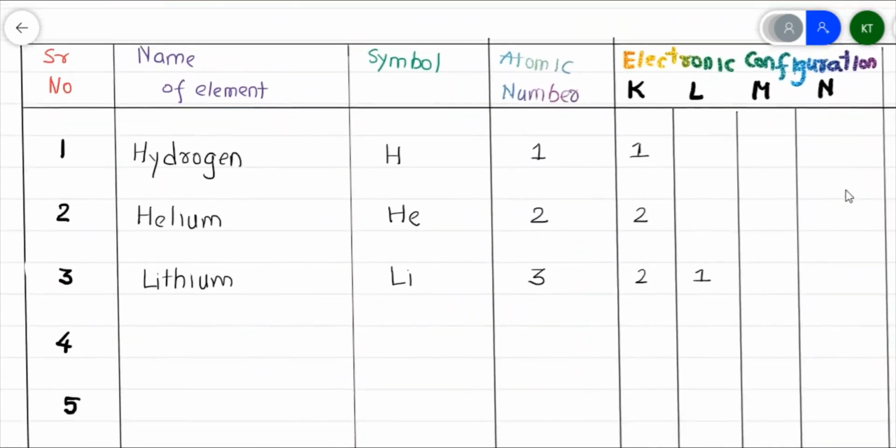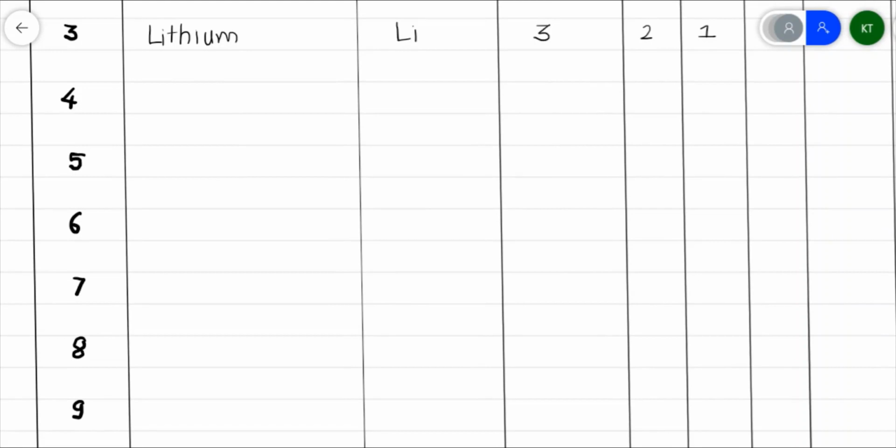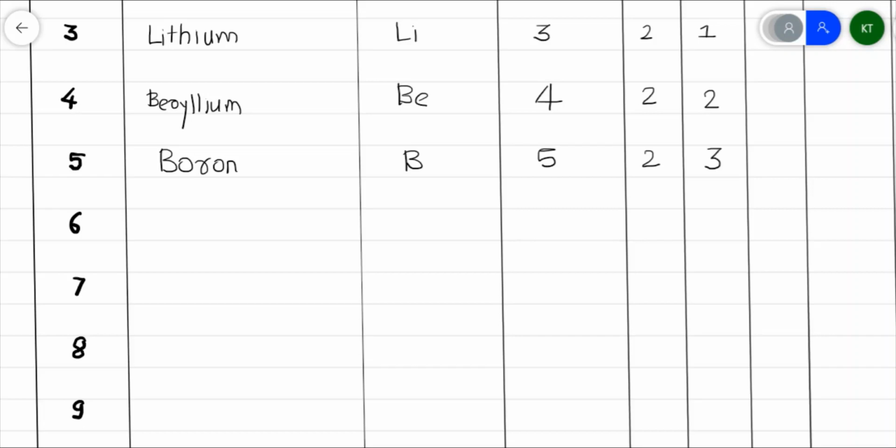After this I have the fourth element, beryllium, whose symbol is Be, atomic number 4. In the first shell I can fill 2 electrons. Now I am left with 4 minus 2, that is 2 electrons in the next shell. Then the fifth element is boron, symbol B, atomic number 5. First shell 2 electrons, and in the next shell 5 minus 2, that is 3 electrons.